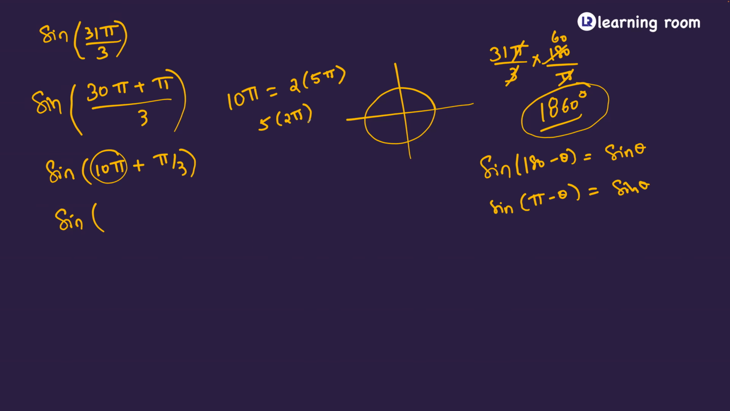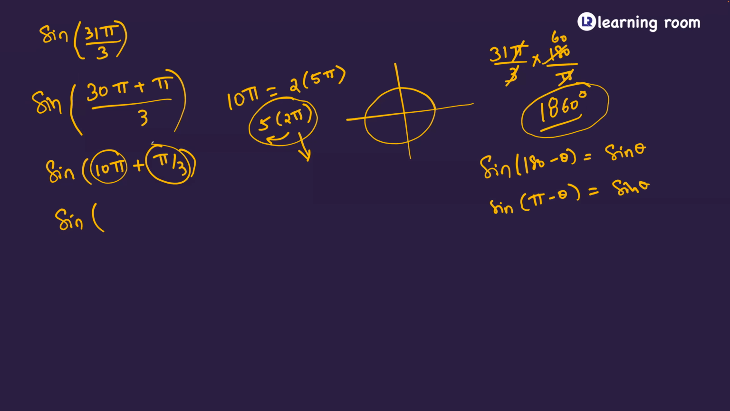So sine of 10 pi plus pi by 3 is pi by 3, 60 degrees, into 180 by pi. The 10 pi, I wrote it as 5 into 2 pi. 2 pi is one full rotation, no? Like that, how many such rotations have been completed? 180 is pi. So don't take 10 pi. So 10 pi means 5 full rotations. So after that, where are you landing? You're landing at pi by 3.